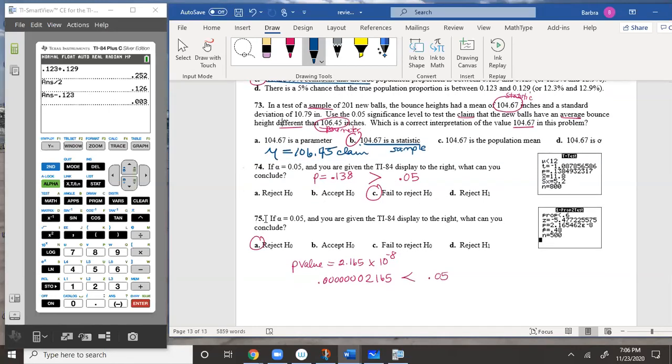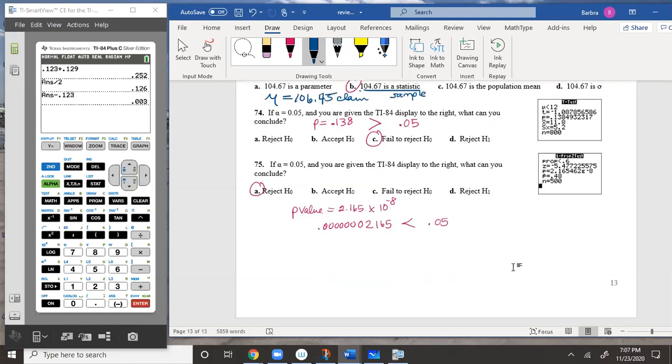And finally, 75, alpha is 0.05 and you're given the TI-84 to the right, what can you conclude with a p-value of 2.165 e to the -8? Now this is another tricky problem where you have to interpret this number. That e is scientific notation, which is times 10 to the -8. So we are going to move this decimal to the left 8 times, which is pretty near 0, and that's certainly less than 0.05. So we reject the null. And we're done.